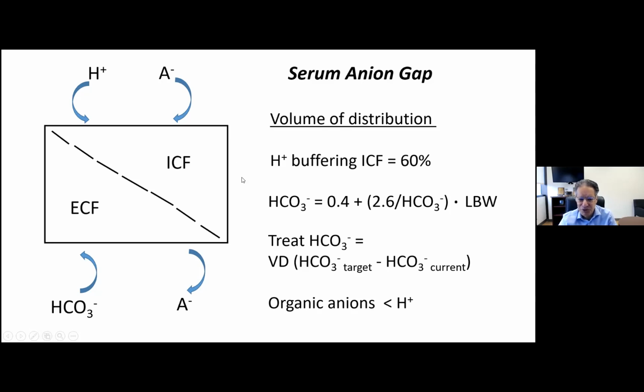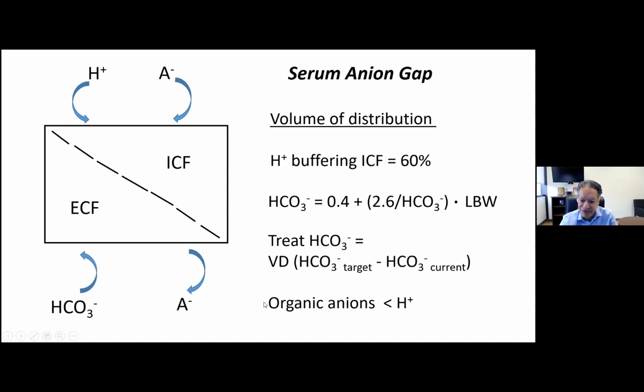Now, what about the volume of distribution? That's also something else to consider. When you have a proton load, it doesn't all stay in your blood or your ECF. It goes into the ICF. Actually, predominantly, most of the protons go into the cells. 40% are going outside. And we can calculate how much the bicarbonate could change. I showed this equation in the metabolic alkalosis talk, but what we need to do is to calculate the volume of distribution of bicarbonate first, and then we can treat the patient accordingly based on the volume of distribution of bicarbonate, and then the two bicarbonates, the one we're trying to achieve minus our current.